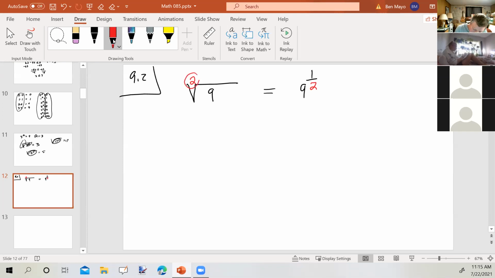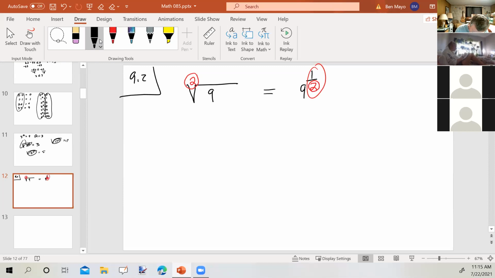The index of the radical becomes the denominator of the exponent. So the square root of 9 is equal to 9 to the 1/2 power. Now this is not 9 times a half, because 9 times a half would be 4.5, and the square root of 9 is 3, okay? So don't treat it like it's a multiplier, it's an exponent.